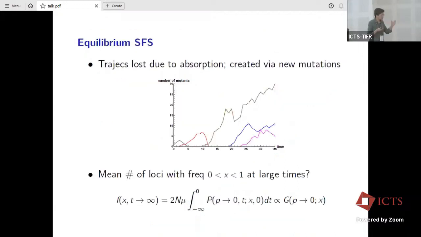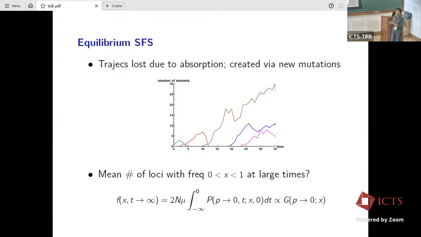Just to finish the point about equilibrium SFS, trajectories are being lost due to absorption and getting created due to new mutations. And therefore, as we discussed many, many times by now, a mutation-drift balance or mutation-drift-selection balance can be reached. In that case, you can ask, what does the SFS look like? That SFS is actually connected to the mean sojourn time of the Moran process that I described to you. It may need you to think, so go home and think about it, but I'll give you the answer.